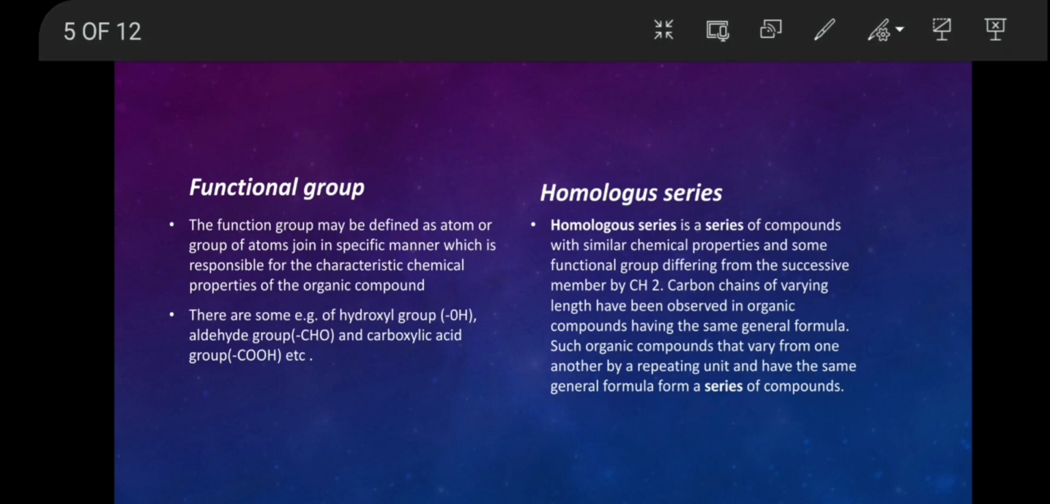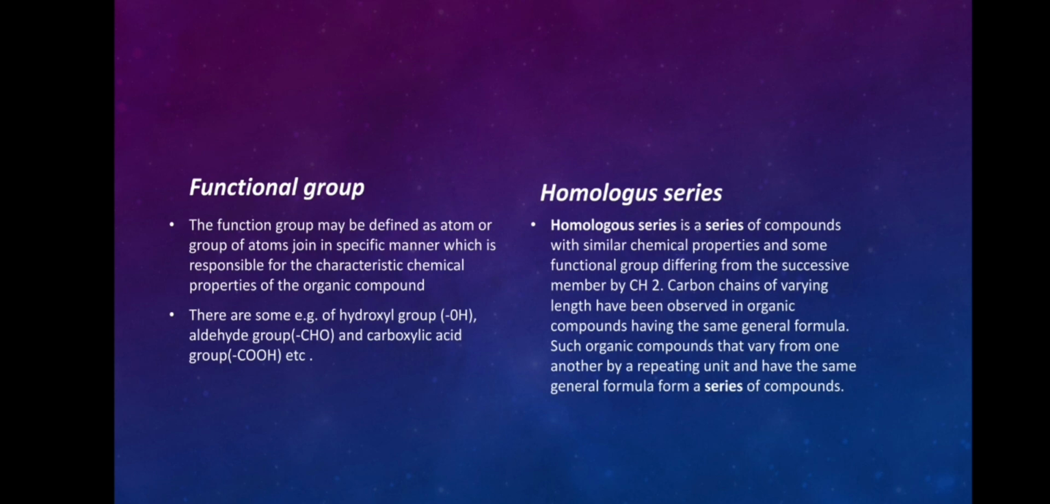Functional group. The functional group may be defined as an atom or a group of atoms joined in a specific manner, which is responsible for the characteristic chemical properties of an organic compound. Some examples: the first example is the hydroxyl group, OH. The second example is the aldehyde group, CHO. Homologous series. A homologous series is a series of compounds with similar chemical properties and the same functional group, differing from the successive members by CH2. Now the homologous series table is explained by Shiva Atre.